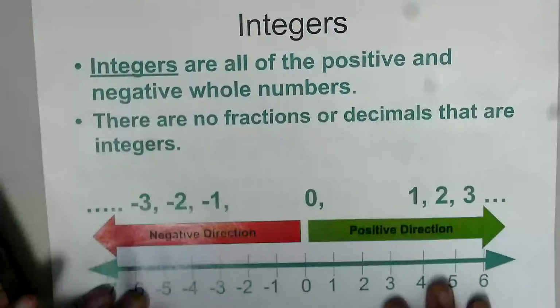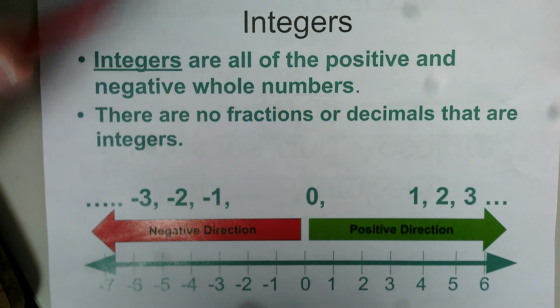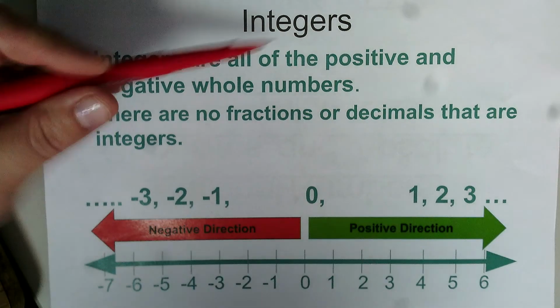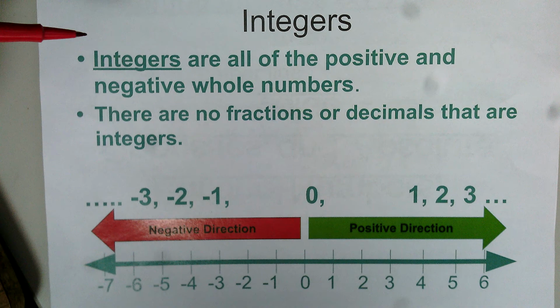The first thing we're going to talk about is something that you guys have probably talked about last year, but we're going to talk about it again, is the word integers. Okay, integers are all of the positive and negative whole numbers. There are no fractions or decimals that are integers.